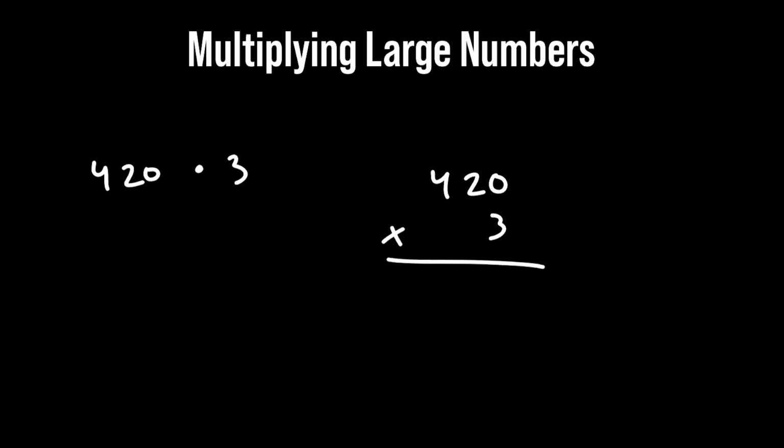When you have a large number like 420 and a small number like 3, you always want the smaller number on the bottom. For example, you'll have 420 on the top and 3 on the bottom. That way you can always follow the same formula. So 3 times 0, then 3 times 2, and then 3 times 4. AKA 3 times 0 plus 3 times 20 plus 3 times 400. Because we know that 400 plus 20 plus 0 is equal to 420.